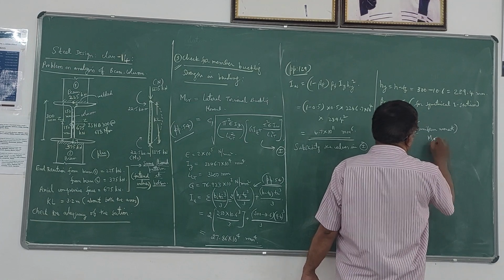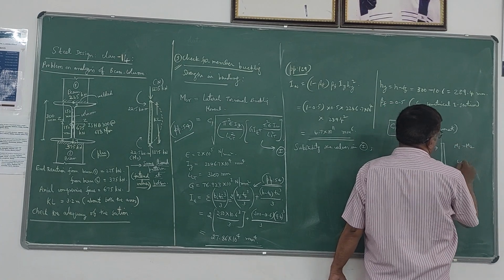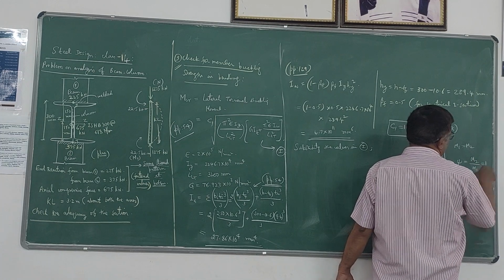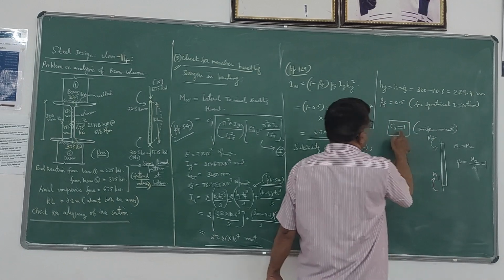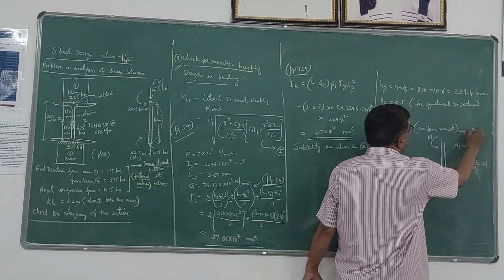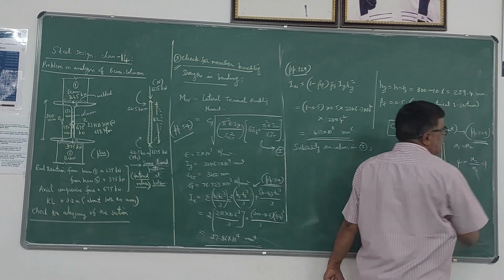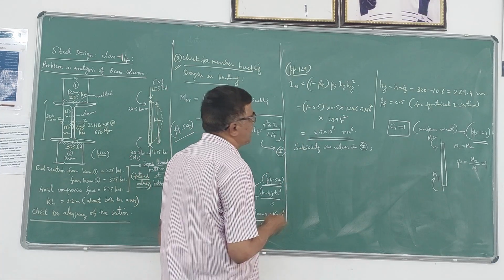That means your M1 and M2 values are equal here. Therefore your psi value, which is M2 by M1, will be equal to 1. Since these two are equal, the C1 value becomes 1. This is available on page 129. So you should remember the page numbers. Once you remember the page numbers, you need not remember anything else; you can directly refer to that page and get it.